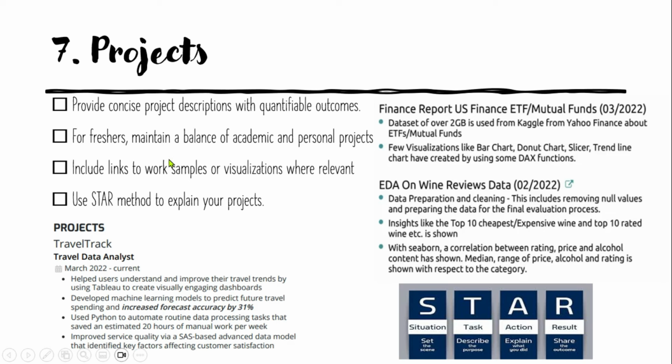For freshers, maintain a balance of academic and personal projects. Include links to work samples or visualizations where relevant. And you have to use the STAR method to explain your projects. The STAR method means you explain your project like this: first tell the situation, then describe your task, then the purpose of the project, then tell about the action, what actions you have taken, and finally share the result, whatever outcome comes from your project. Likewise, you can create two or three projects in your resume.